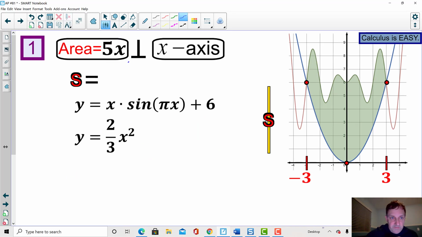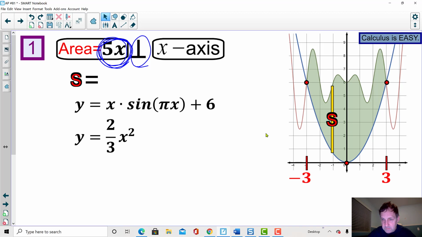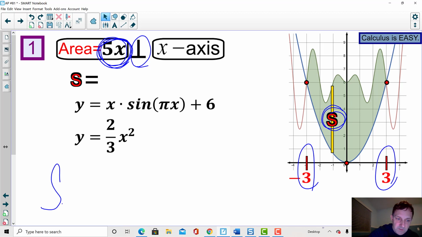Okay, for this example, they tell you exactly what the area is for one cross section. And each cross section is going to be perpendicular to the x-axis. So that's going to look something like this. But we're not actually going to use our s this time. We do know that our integral goes from -3 all the way to +3. So those are your bounds from -3 to +3.